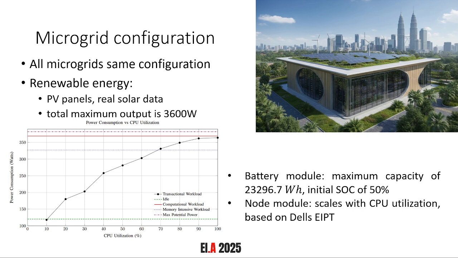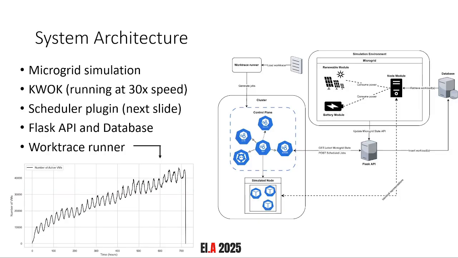And finally, the node module will scale the energy draw with CPU utilization based on the figure you see here, based on Dell's specification. For example, if you're using 10% of the CPU, you're consuming 140 watts. If you're using 70%, you're consuming 330 watts.